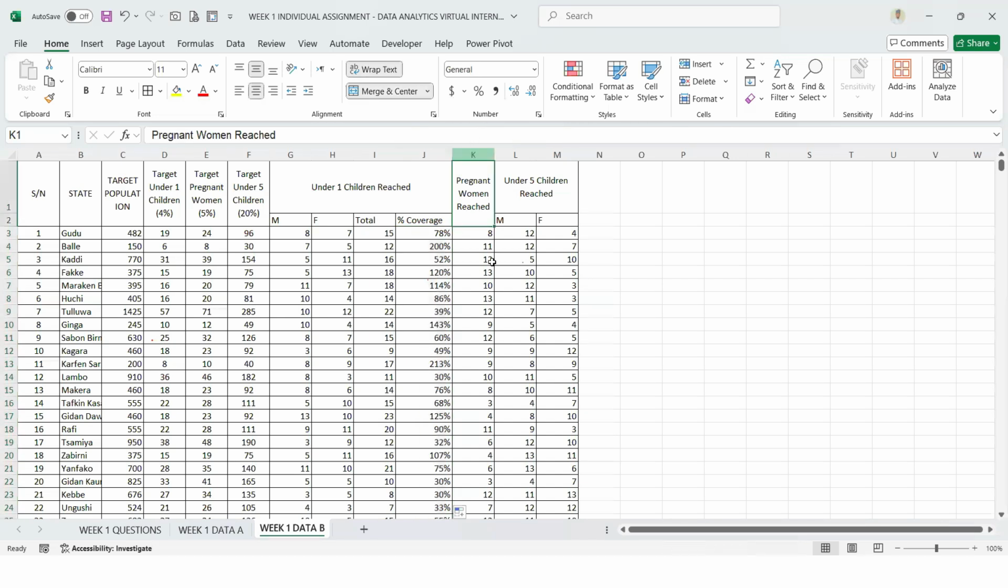For pregnant woman, you don't need to get the total. It's just for you to create a new column under this pregnant woman and just calculate the percentage. You just say this 8 divided by this target of pregnant woman, which is 24, and you get your what? You get your percentage coverage. Please, do you understand this? Please, let me hear you say yes or no.